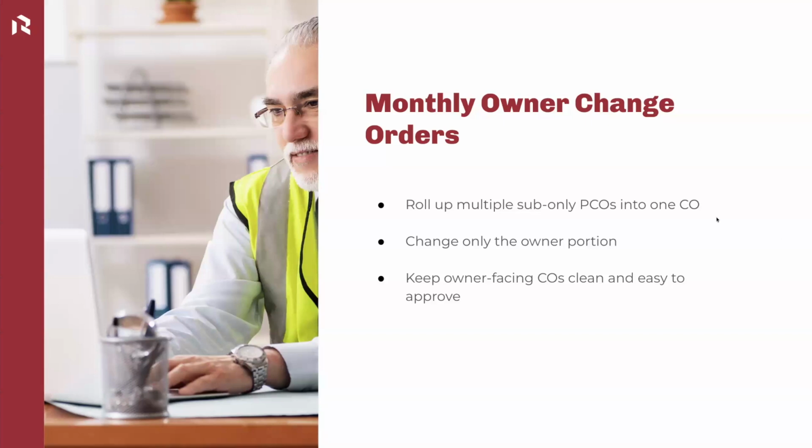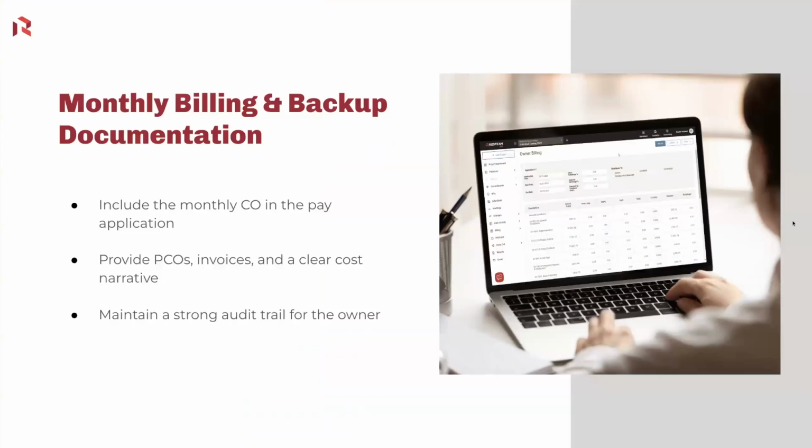Okay, so we'll want to make sure that when we do those monthly change orders, that we are only doing that in the owner column, not in the sub column as well. I will show you that here in a few minutes on the RedTeam Go platform. And then we want to keep our owner-facing COs as clean as we can. So that's the reason we suggest the monthly billing.